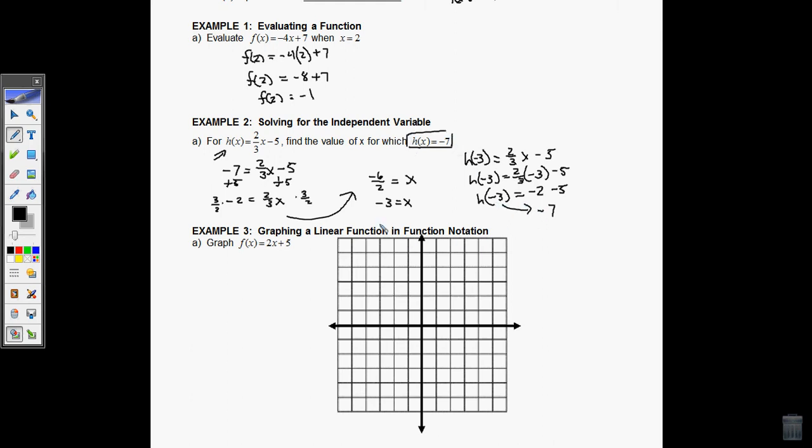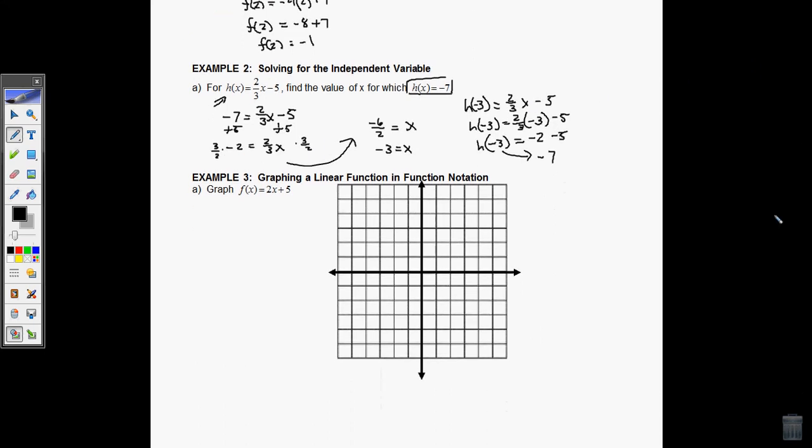Beautiful. All right, so that's how we solved there. Now let's go to our last example like this, where we want to actually graph a function that's written in function notation. Exact same thing as if we were graphing the equation y equals 2x plus 5. But again, I don't want to say a t-chart that has x and y. I want a chart that shows me x versus the function values of x. And they would be the same thing.